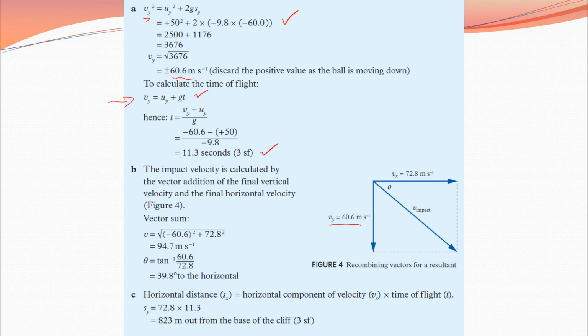It's worth pausing and looking at where I put the numbers in. We knew what v was because we calculated it up here. We know what u is because we calculated it before. And g doesn't change.